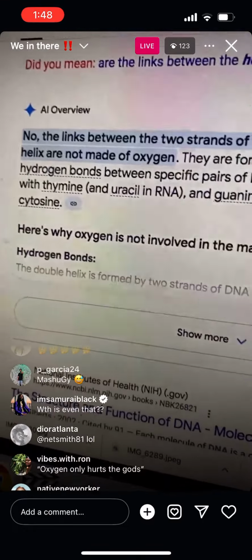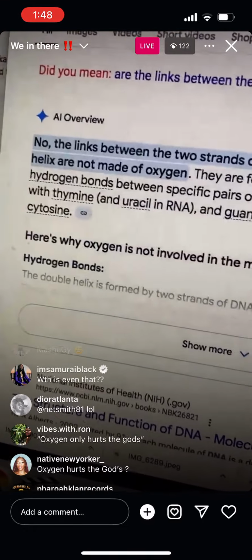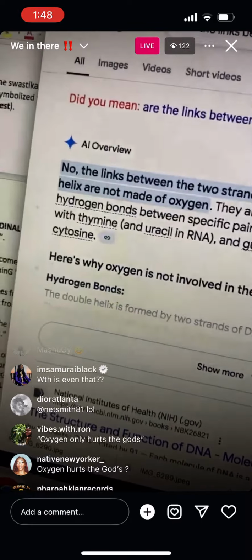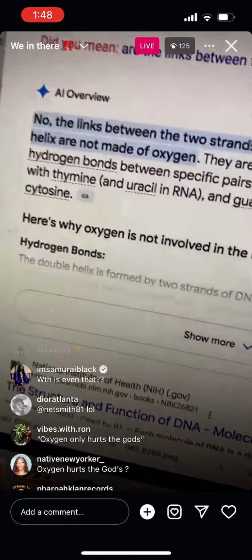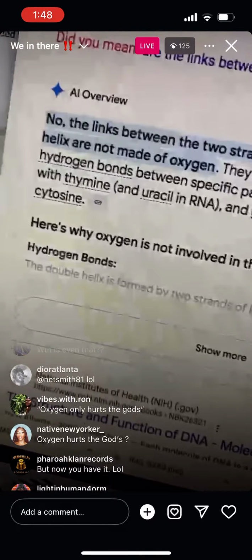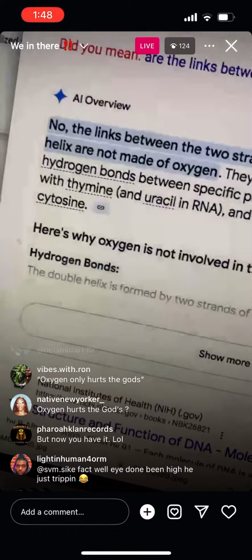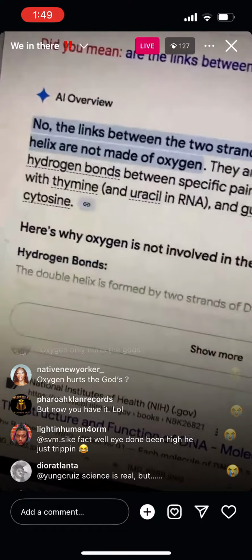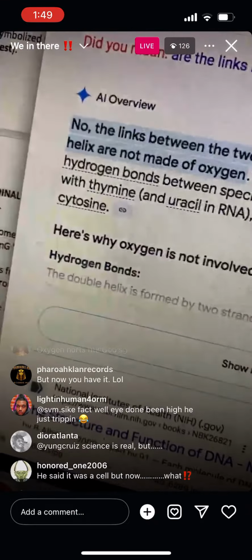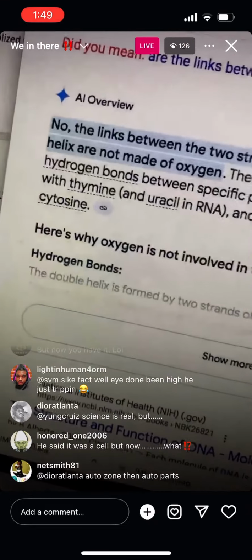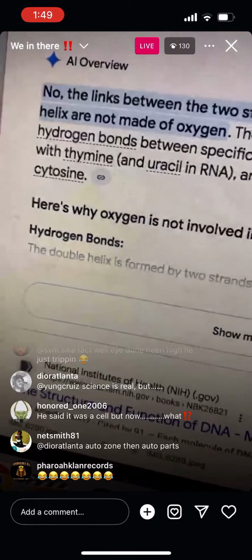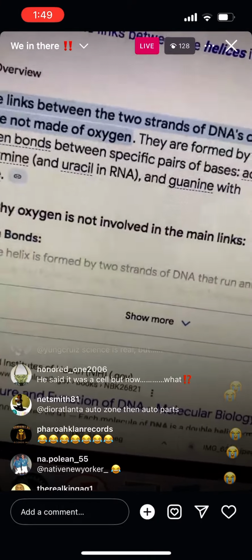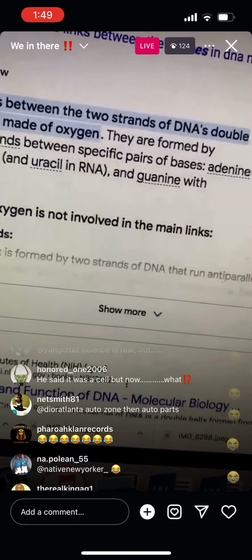Here they go cussing me out again. They finna cuss me out in it. They said, what the hell? It's too late for all this. No, the links between two strands of DNA double helix are not made of oxygen in a way. They are formed by hydrogen bonds between specific pairs of bases, adenine with thymine, or uracil in RNA, and guanine with cytosine.